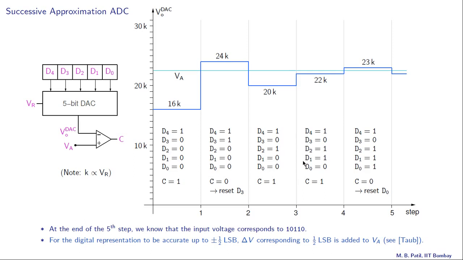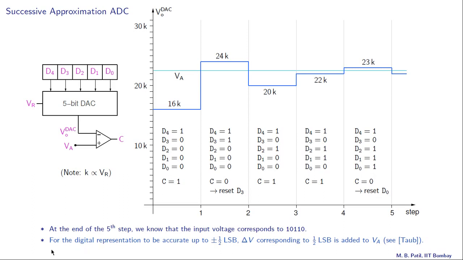Now we set D1 equal to 1 and find that VA is higher than VO DAC. So therefore we retain D1 equal to 1. And finally, we make D0 equal to 1. We find that our VA is now lower than VO DAC, and therefore we reset D0. So at the end of the 5th step, we know that the input voltage corresponds to 10110, because D0 has been reset.